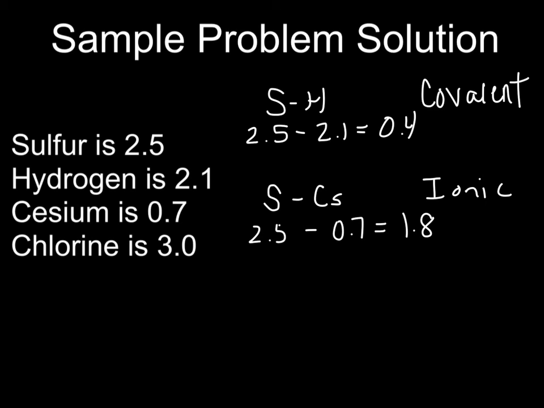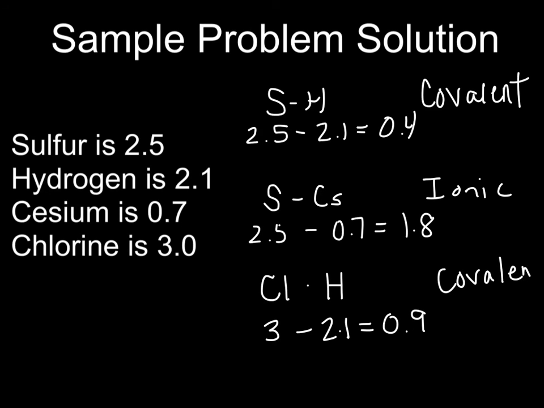And finally, if we combined chlorine with hydrogen, chlorine has an electronegativity of 3, and hydrogen has an electronegativity of 2.1. 3 minus 2.1 gives us a difference in electronegativity of 0.9. So this is a covalent bond, but even more specifically, it's going to be a polar covalent bond.